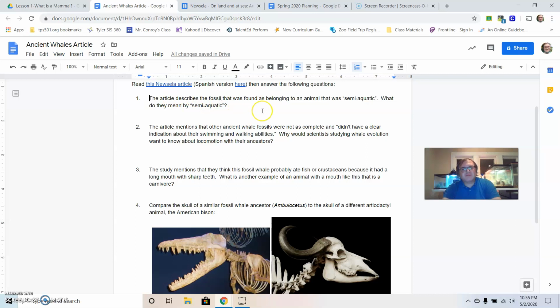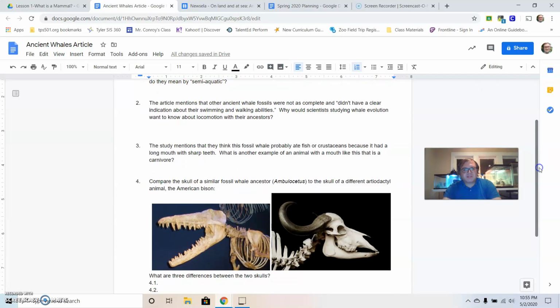The article describes the fossil that was found as belonging to an animal that was semi-aquatic. What do they mean by semi-aquatic? Describe what that means. Number 2 here says the article mentions that other ancient whale fossils were not as complete and didn't have a clear indication about their swimming and walking abilities. Why would scientists studying whale evolution want to know about locomotion with their ancestors? Think about why someone studying where whales came from and where whales are now would want to research this.